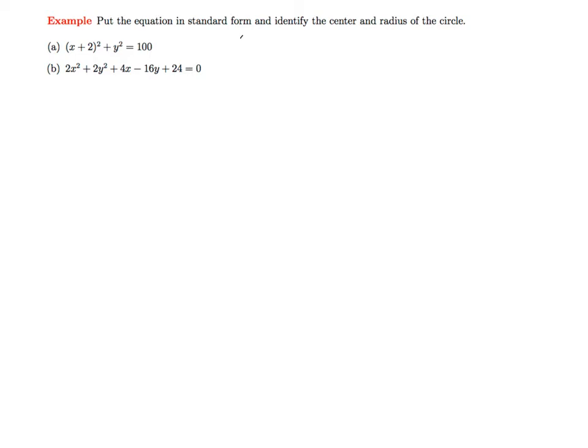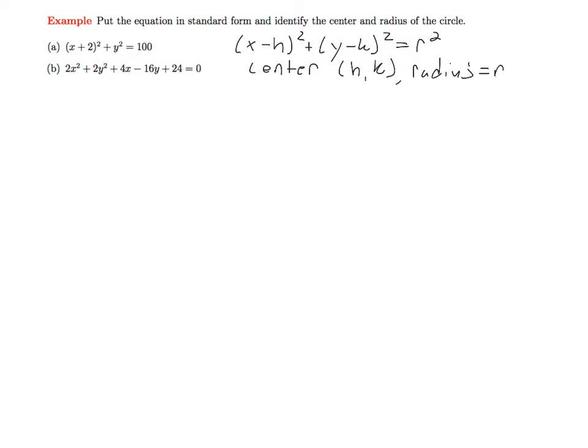This is when we write the equation in the form (x minus h) squared plus (y minus k) squared equals r squared. So when we have an equation for a circle written in this form, we can identify the center that has coordinates (h, k), and the radius is equal to the value of r.